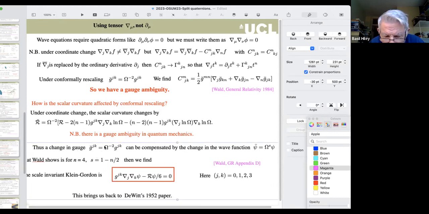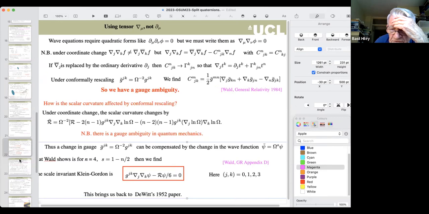Under the gauge transformation, you have to change the wave field in some way with an omega, and omega, remember, is this conformal factor. At the moment, I've just put S in there, but what Robert actually works out for us, if we go through all this rigmarole, is that S is actually equal to 1 minus n over 2. And if n is 4, that's minus 1. And then when you put that in there, you get this expression for the energy, for the zero rest mass Klein-Gordon equation. So this brings us back to DeWitt again.